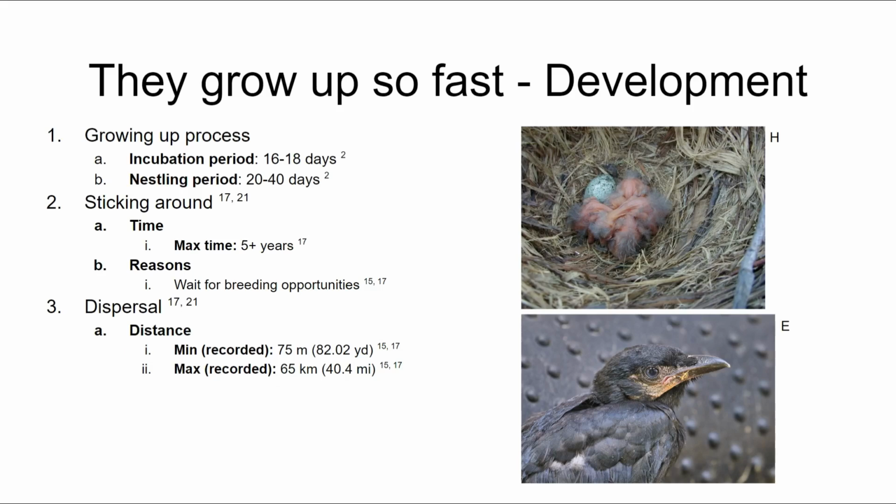Next, how do their young develop? First, the female of the breeding pair incubates the eggs. The egg hatches after 16 to 18 days. When they hatch, they only have down feathers covering portions of their body. Second, they stay in the nest as nestlings for 20 to 40 days till they fledge. They leave the nest after that.